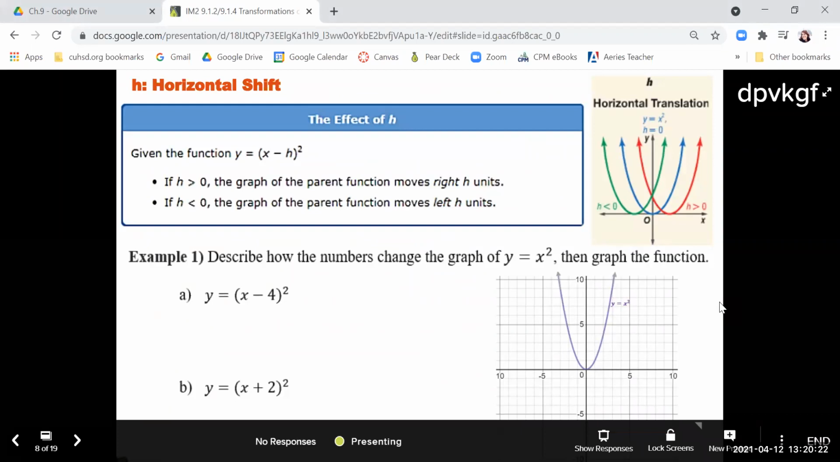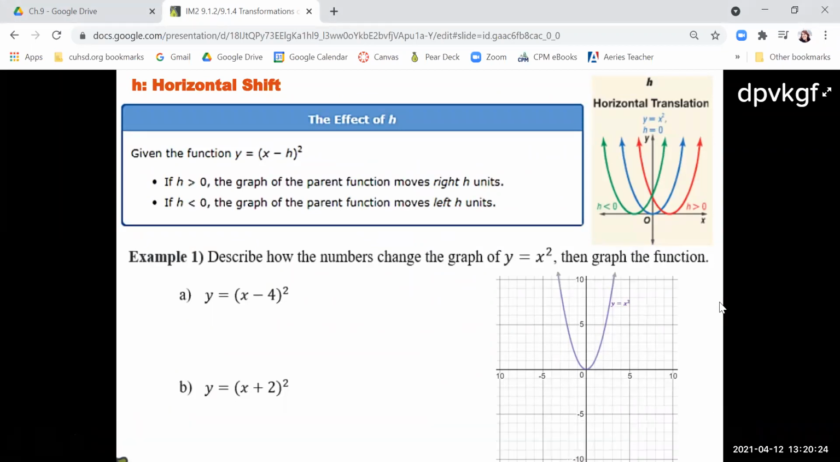All right. Okay, so let's start with h, the horizontal shift. So h moves our graph to the right or to the left. So you can see how we have some details here that we can look at. We have this general, given the function y equals (x minus h) squared. So notice how a is not included in there, k is not really included in there. So we're just focusing in on messing with the h value. And there's some notes here for you. So if h is greater than 0, then the graph will move to the right h units. When h is less than 0, then the graph will move to the left h units.